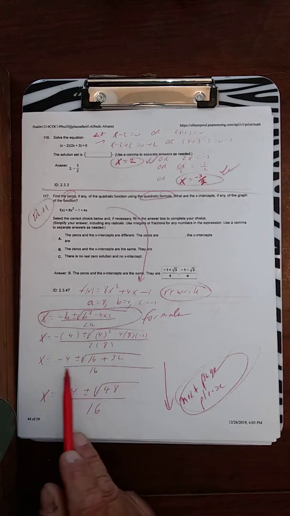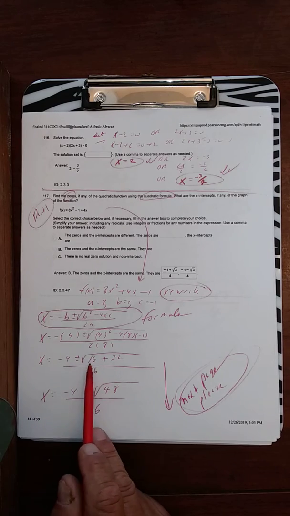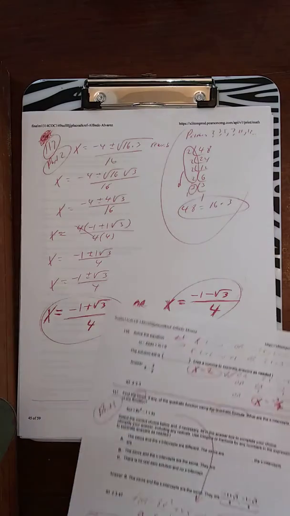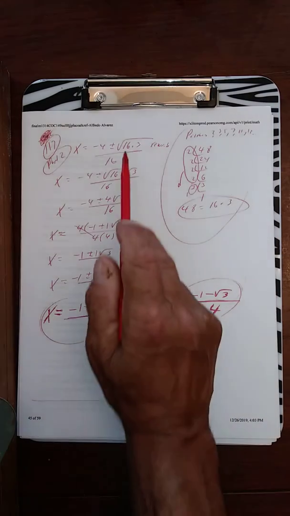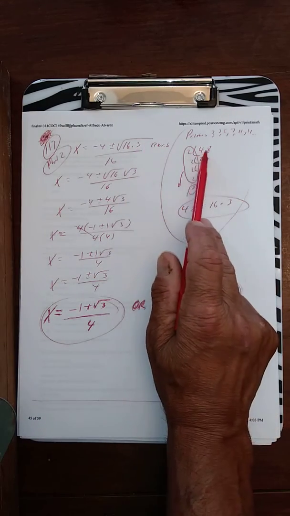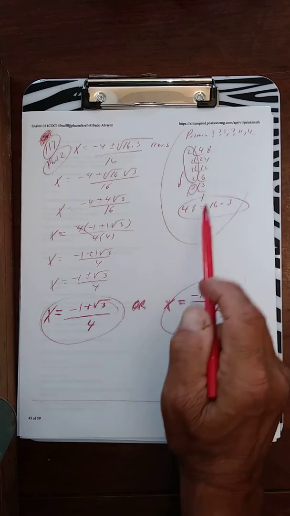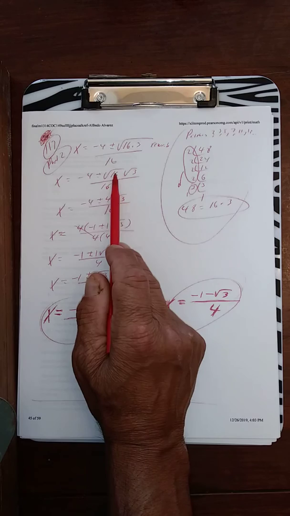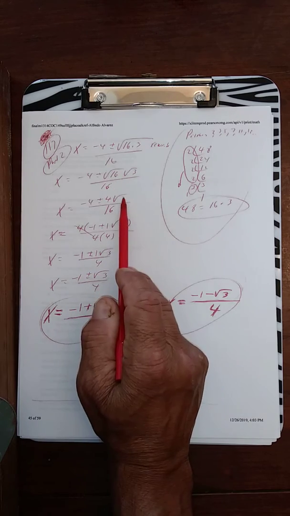Put the numbers in, so we have negative 4 plus or minus the square root of 16 plus 32, which is 48. So next page. We have 16 times 3, because 2 goes there, 2 goes there, 2 goes there, and 3. So that's 48, 16 times 3. So replace it. The square root of 16, I can do that part. The square root of 3, leave it alone.